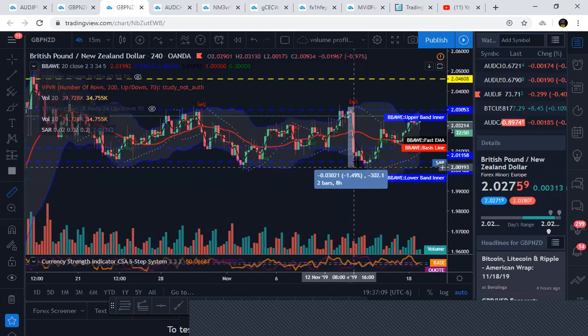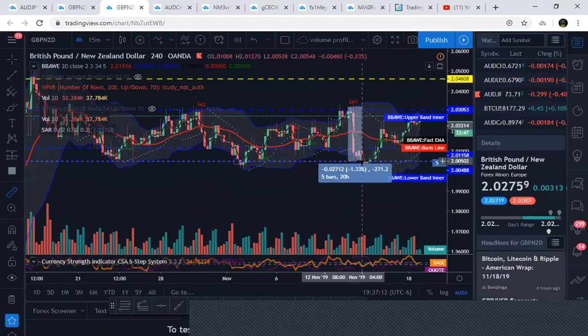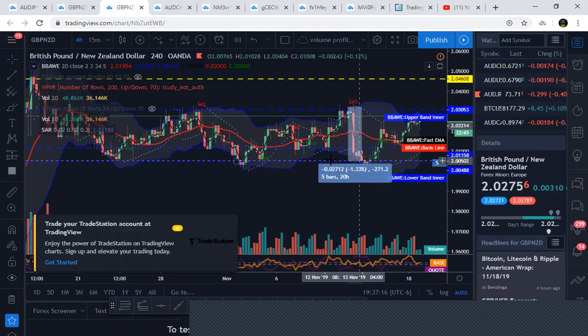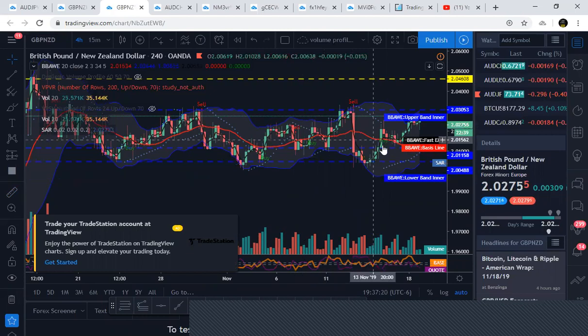But just with the strategy we were just going over, you could have got 271 pips on a 4-hour time frame off of GN. Looks like probably Friday or Thursday. When was that? November, well, that was the 12th. No, that was a few days ago, so somewhere midweek. That was probably a midweek reversal.